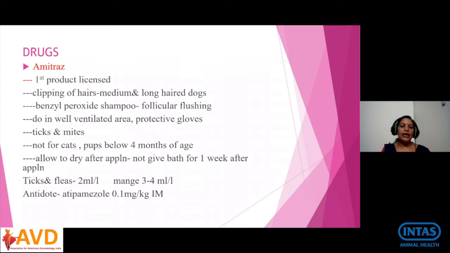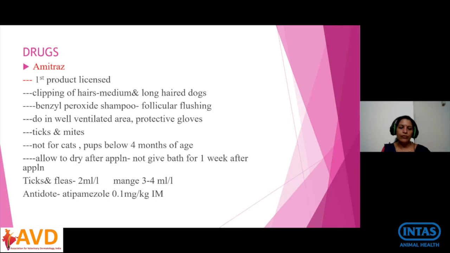as well as mites also, but it should not be used for cats and pups below 4 months of age. Allow to dry after application, and do not give this bath for 1 week after application. For tick and flea, we can give 2 ml per liter, and for mange 3 to 4 ml per liter of water. If any toxicity occurs, we go with the specific antidote, atipamezole, and yohimbine can be used at 0.1 milligram per kg body weight.